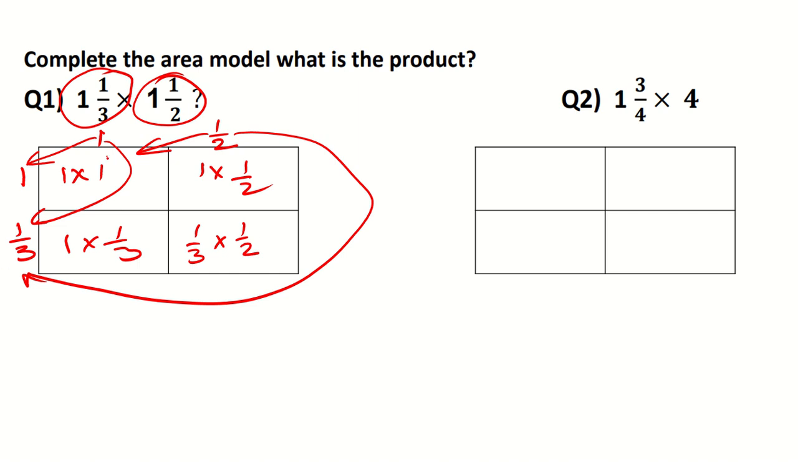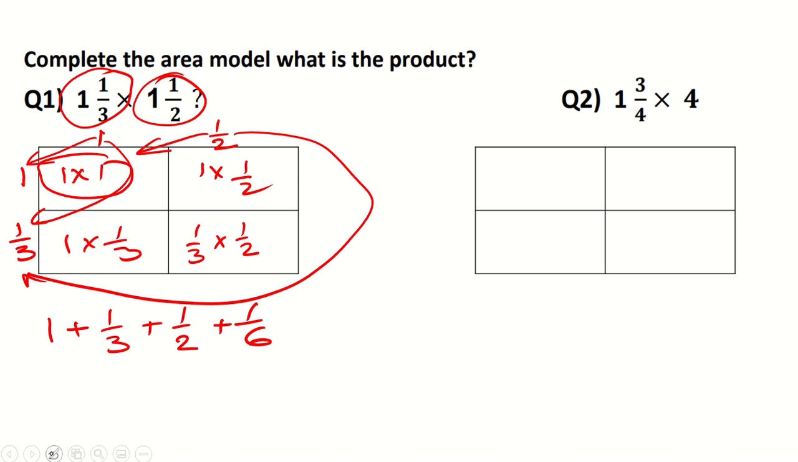So just write it in the simple form. 1 multiply 1 means 1. 1 multiply 1 by 3 means 1 by 3. 1 multiply 1 by 2 means 1 by 2. 1 over 3 multiply 1 over 2 means 1 over 6. And then you will simplify this. How will you simplify? Make all the denominators the same.